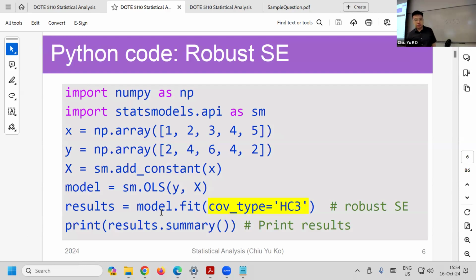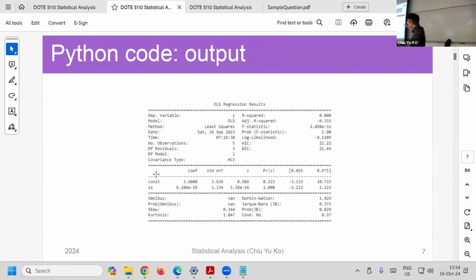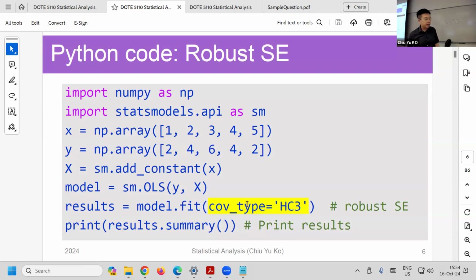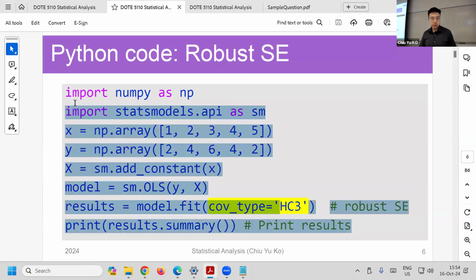Then you print out the result. You will see the same outcome, but the only difference is this value will be a little bit different. And in general, I always recommend you use HC3 or HC1, depending on which correction you like. But this is the way you should do it. If you know data, every time people ask you to do robust. Okay, so that would be the thing we do.